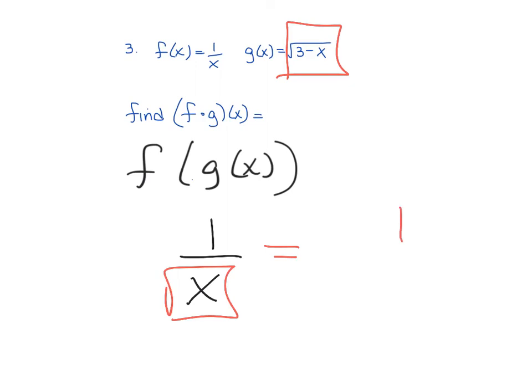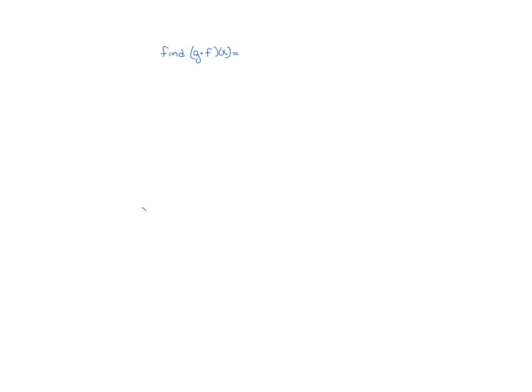So this just becomes 1 over 3 minus x under the radical. I'm not rationalizing, I'm leaving it just like that. So the thing where you can't leave a radical on the bottom doesn't apply for this. Okay? All right, next. This is the last one.